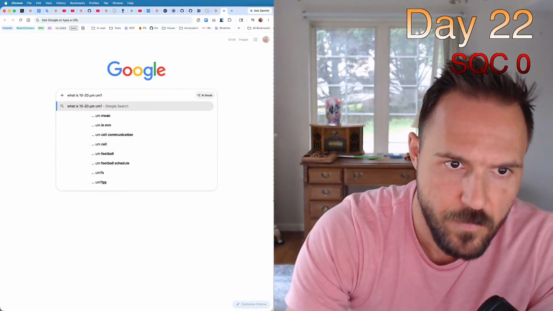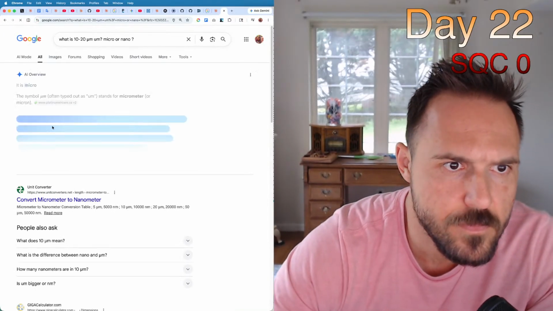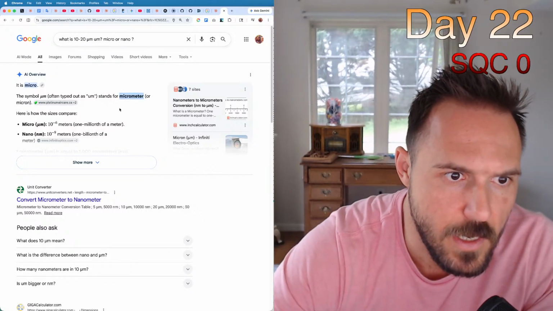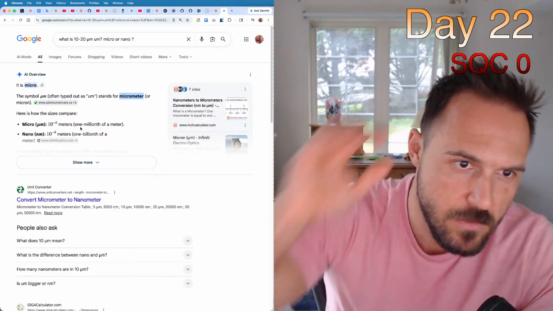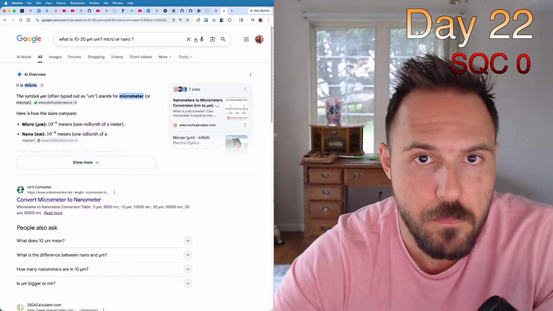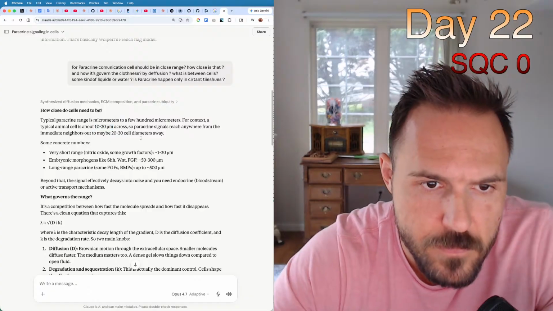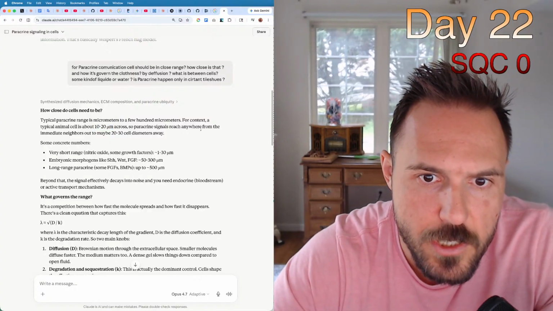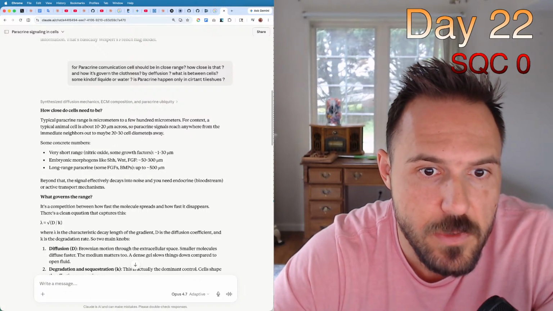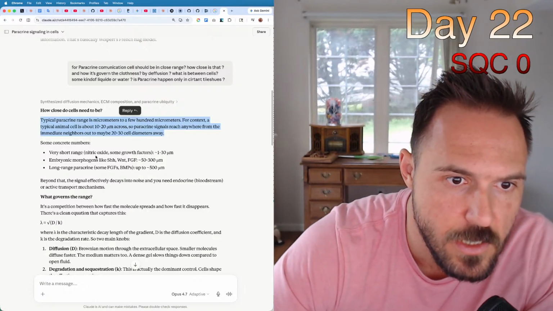Micrometer. So UM, it's micro. 10 to the minus 6 meter, one millionth of a meter. Micro, okay. Reach anywhere from immediate neighbors out to maybe 20-30 cell diameters away. Okay, some concrete numbers, very short range.